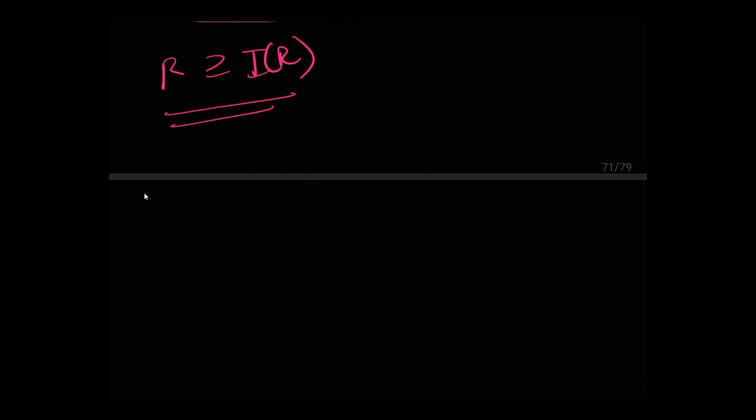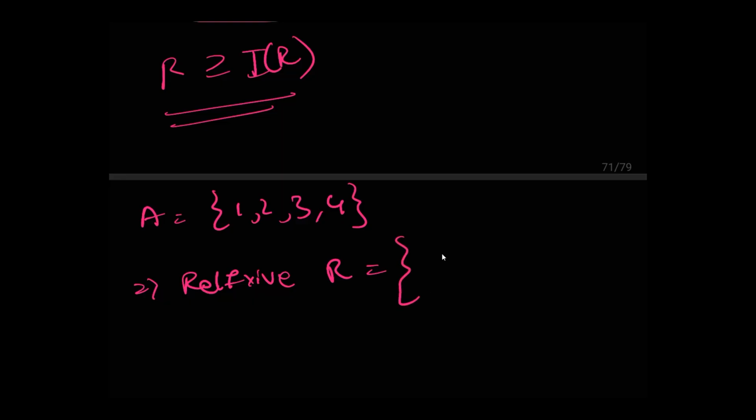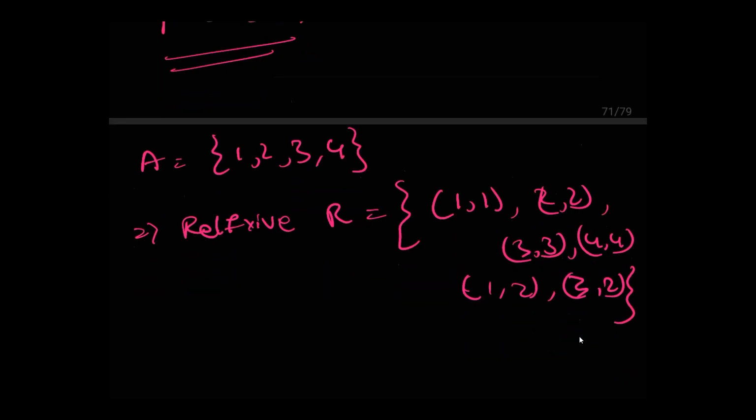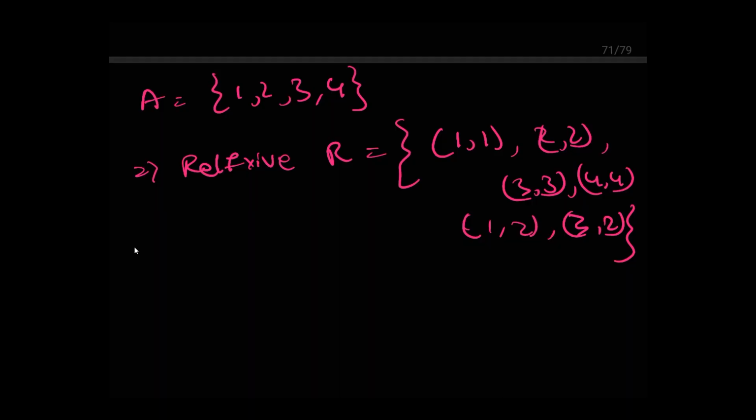For example, let us take A as {1, 2, 3, 4}. Then a reflexive relation R will be a set containing (1, 1), (2, 2), (3, 3), (4, 4) with some other elements like (1, 2), it can be (3, 2). Now this set we will call a reflexive relation. (a, a) should belong to R. That's it.